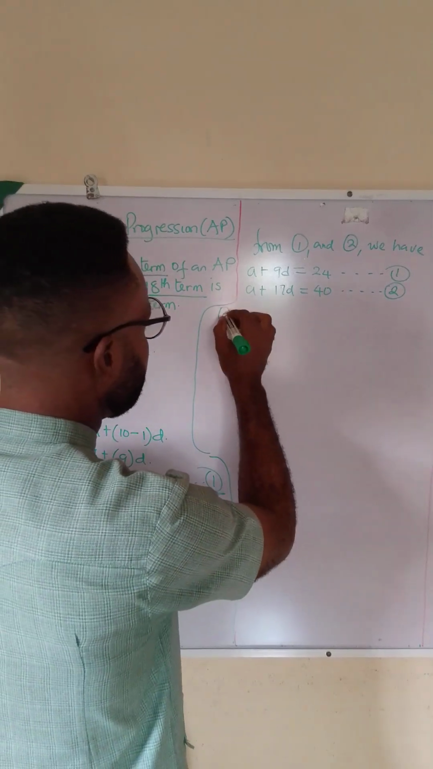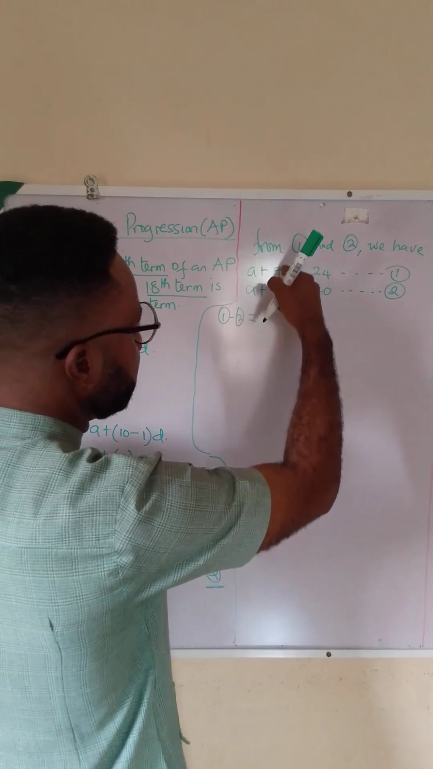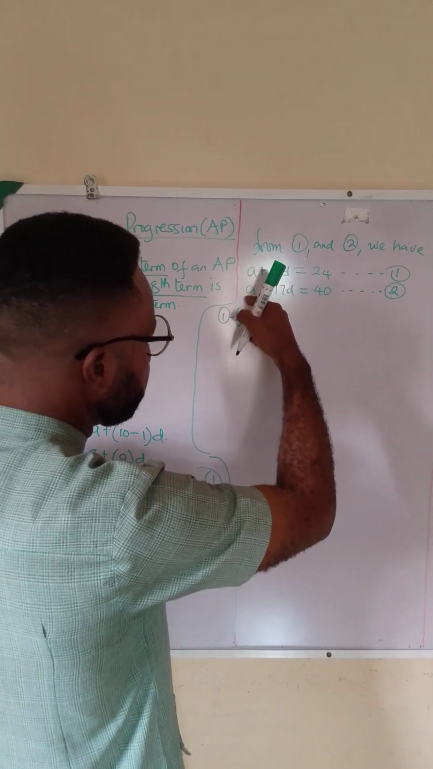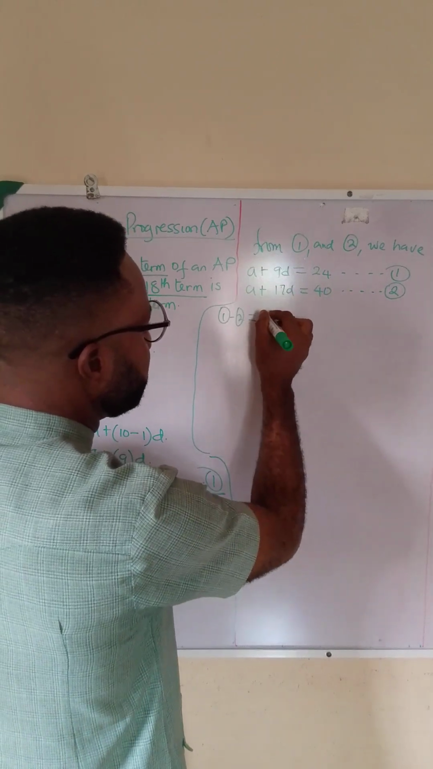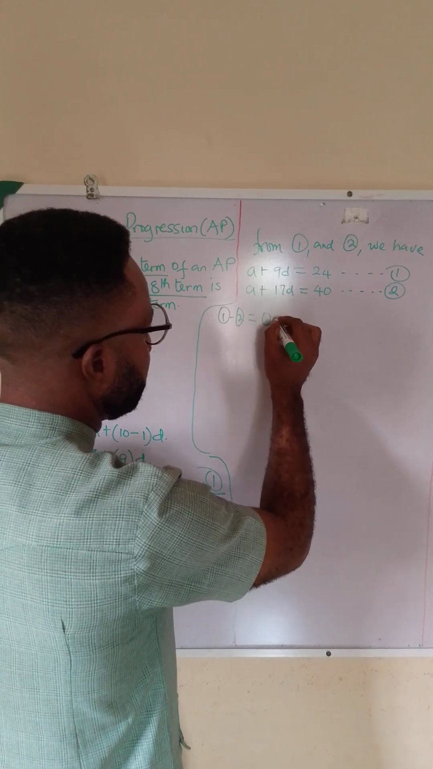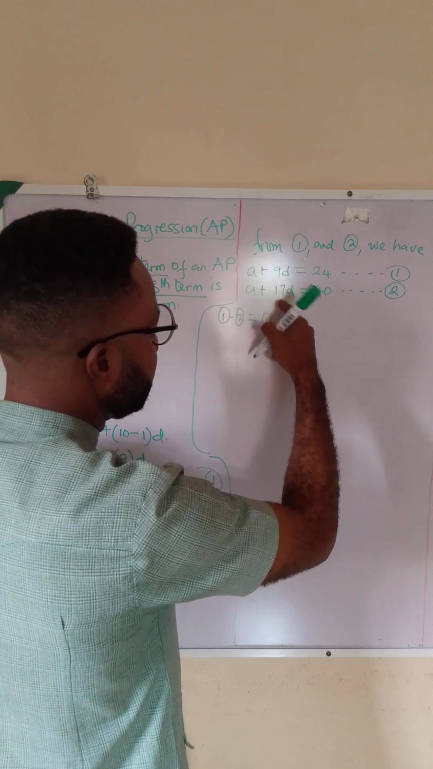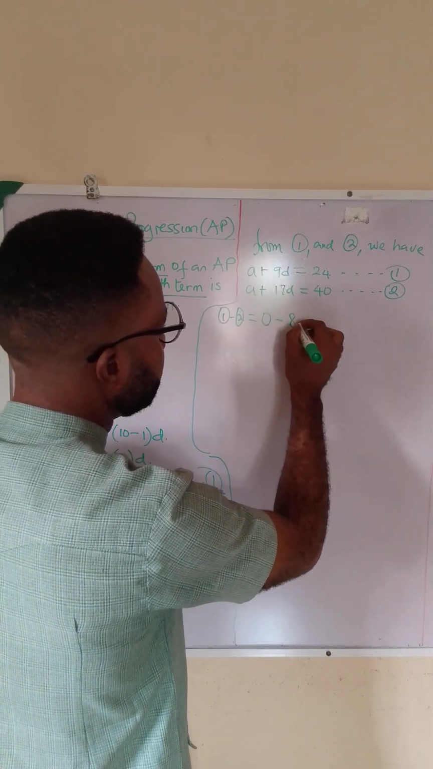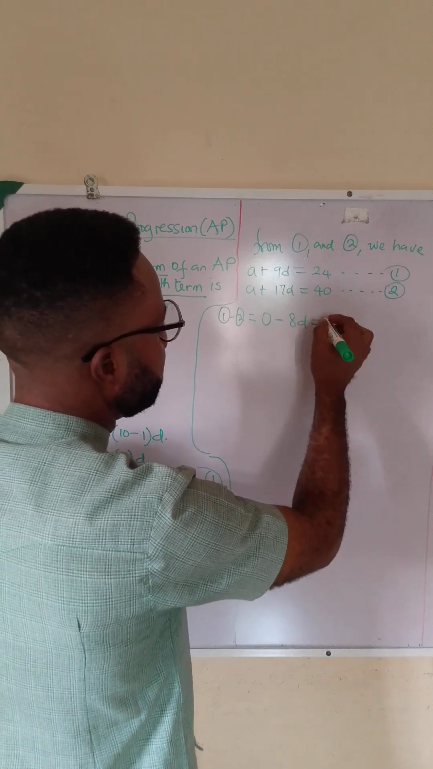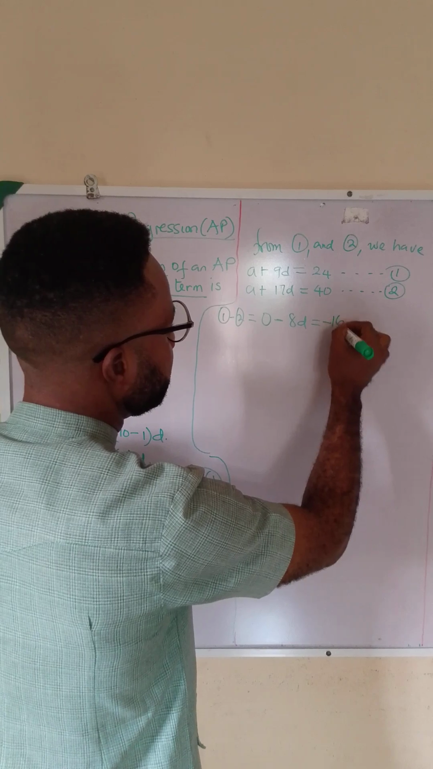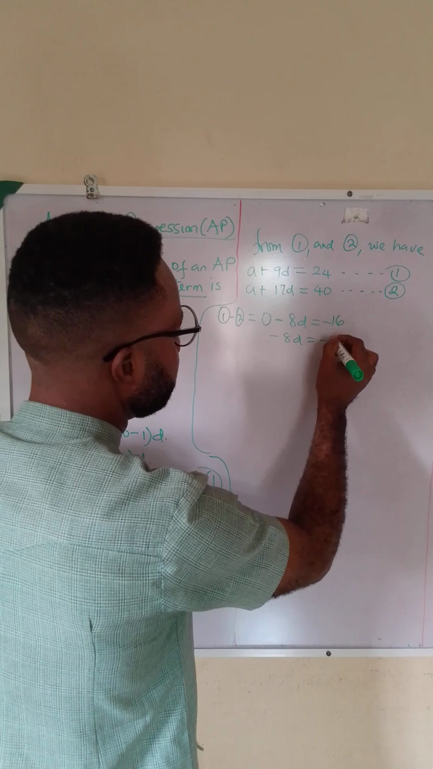We can say equation 1 minus equation 2 will be equal to, if we say this minus this, that's what it implies: this minus this, and this minus this. So a minus a will give us 0, plus 9d minus 17d will give us minus 8d, equal to 24 minus 40, which gives us minus 16. So this leaves us with minus 8d equal to minus 16.